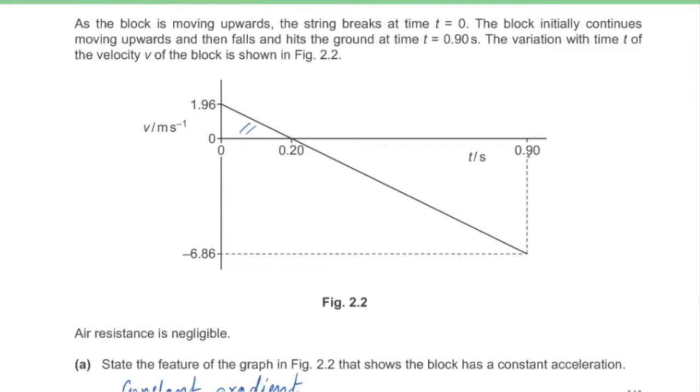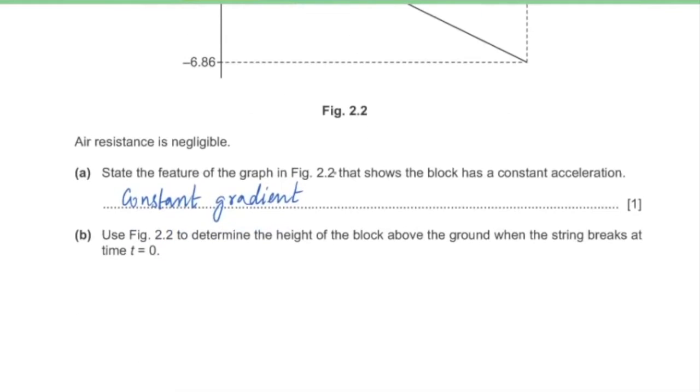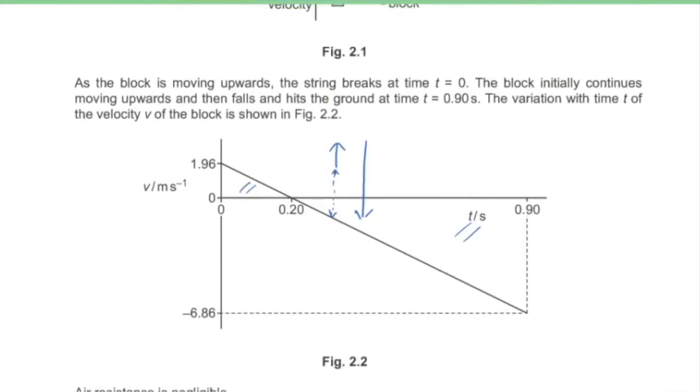So from t = 0.2 seconds onwards till t = 0.9 seconds, the ball falls, and this distance includes both parts, that is, the distance traveled after the string breaks at t = 0 seconds, and the height of the block above the ground when the string breaks. This area can be represented with the help of this arrow, and this area is basically this much distance. This is the part that we want, the height of the block above the ground when the string breaks at time t = 0.